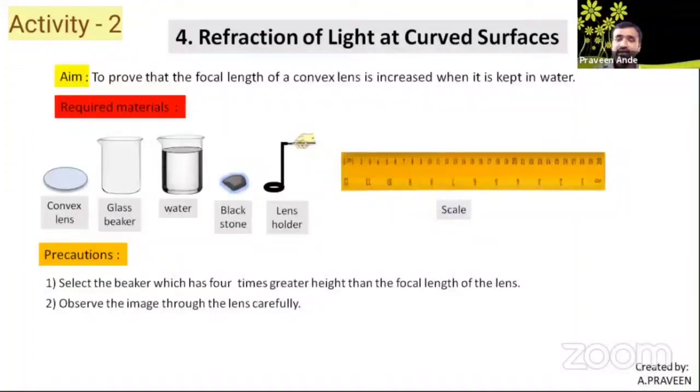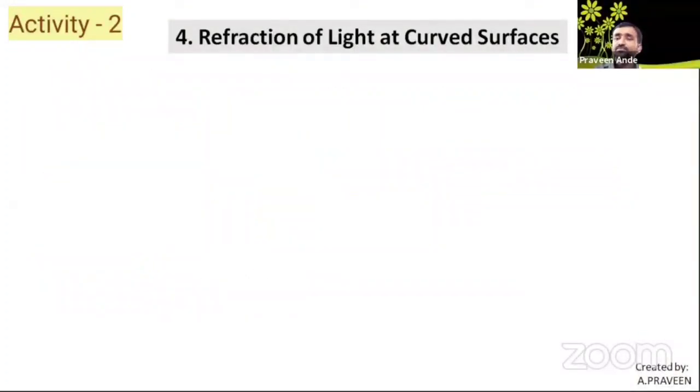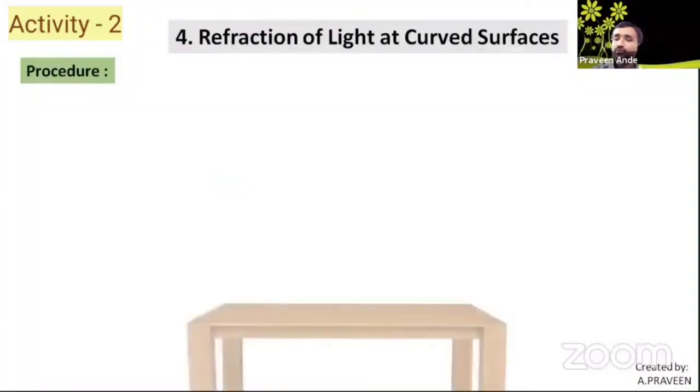First, fix the lens into the holder. After that, put a table. One more thing you have to verify. I am given a focal length of the lens as 30 centimeters. Do you need any verification or directly believing? We have to verify that. What is the focal length of the lens in the air? That you have to find out first. So in the procedure, first I am writing about the focal length of the lens in the air.